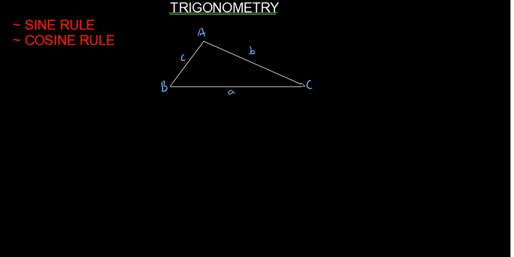According to the formula for the cosine rule, we are going to have a squared equals b squared plus c squared minus 2bc cos A. What it basically means here is that I can have the angle A here, then I have distance b, I have distance c, and then I'll be able to find the distance a.